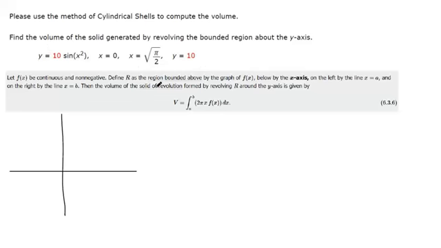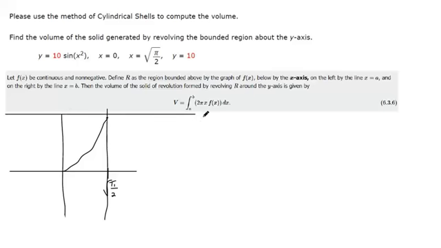You want to put all these on a little sketch of a graph. x equals 0, the y-axis. x equals square root of pi over 2. It's a vertical line somewhere over here. And if you graph this function, you'll see that it's made perfectly so that it stops right up here. And then y equals 10 is up here.